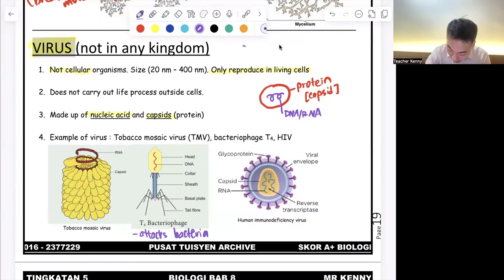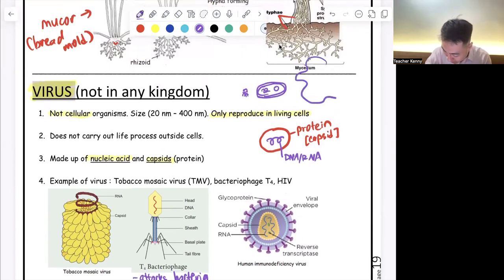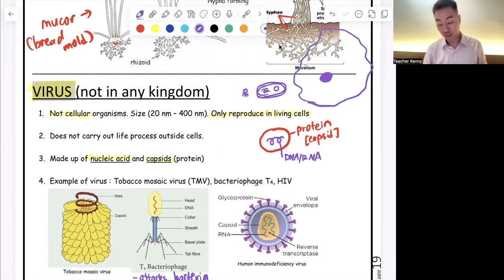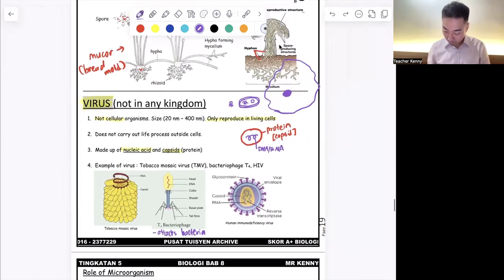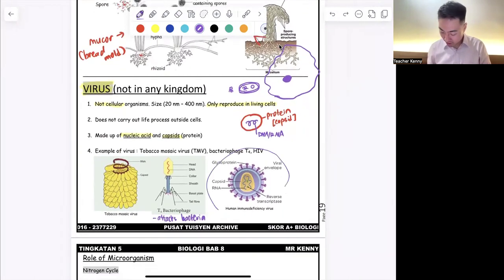So if a virus is this small, bacteria is this big, and then you have your amoeba this big. So you see the size difference. Actually, amoeba can be even bigger. Amoeba, sometimes they eat bacteria as their food. And then you have HIV.